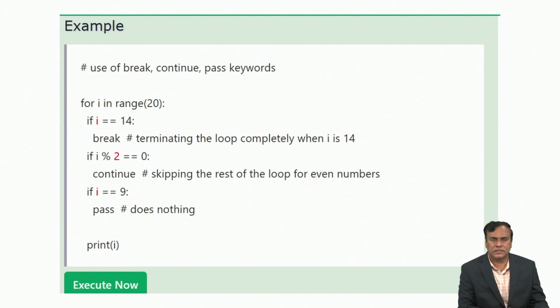And then you have, at last, this print statement. So on execution of this code, what will happen? It is going to display the odd numbers between 0 and 20. So first, we know that 0 is an even number.